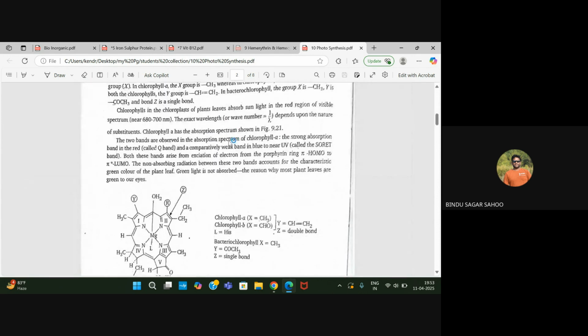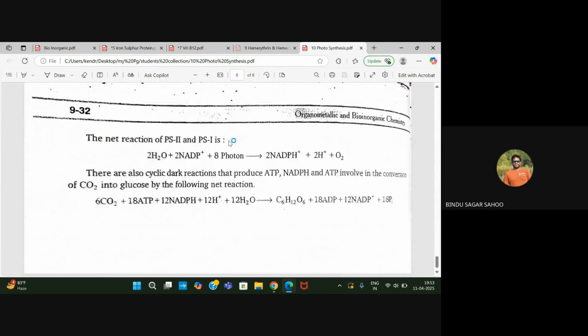Then we will discuss photosynthesis. Simply, in photosynthesis you are forming carbohydrate or glucose from carbon dioxide and water. This is the final reaction of photosynthesis. We'll discuss it: carbon dioxide, adenosine triphosphate, NADPH, proton, water, forming glucose or carbohydrate, along with some energy. So the particular reactants required are carbon dioxide and water.